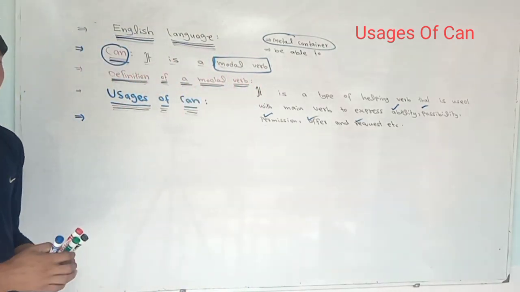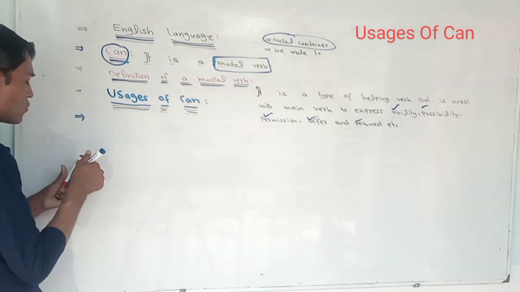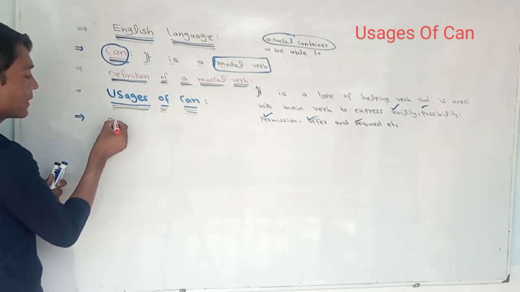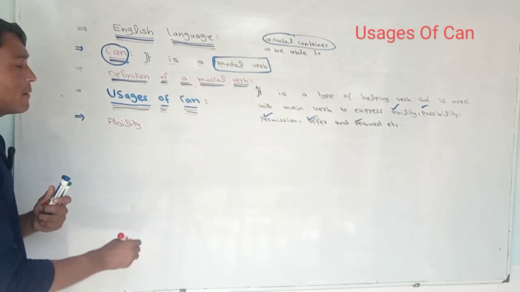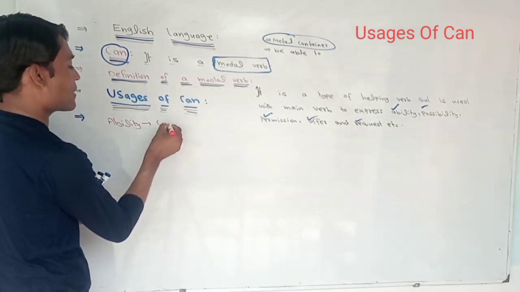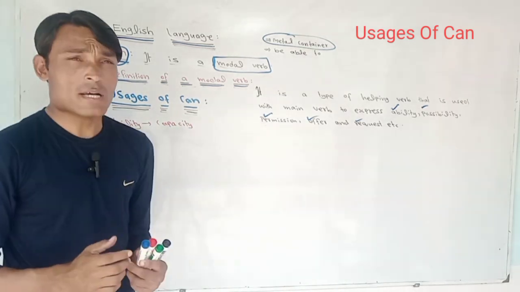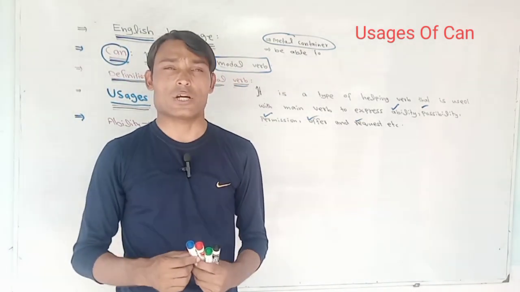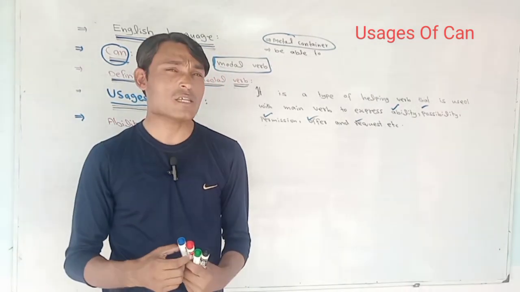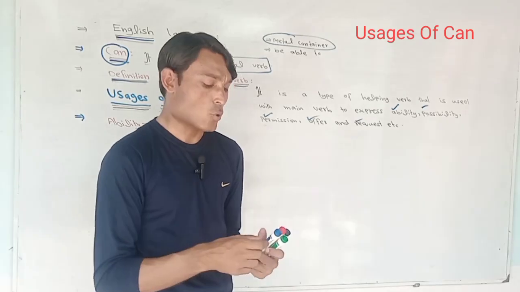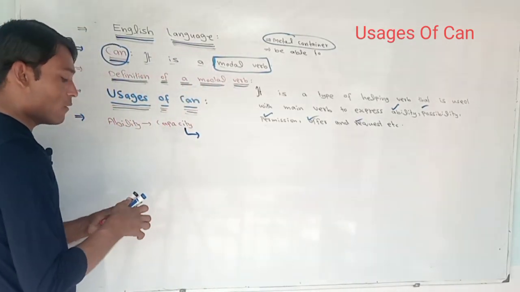Now let's talk about the usages one by one. The first usage is called ability. Ability simply means capacity. For example, I say that I can play cricket. This is my ability. I say that I can drive. This is my ability. So the first usage is for ability.